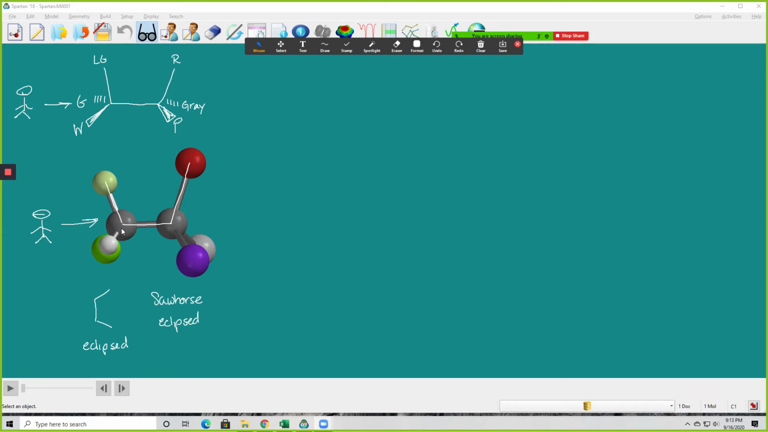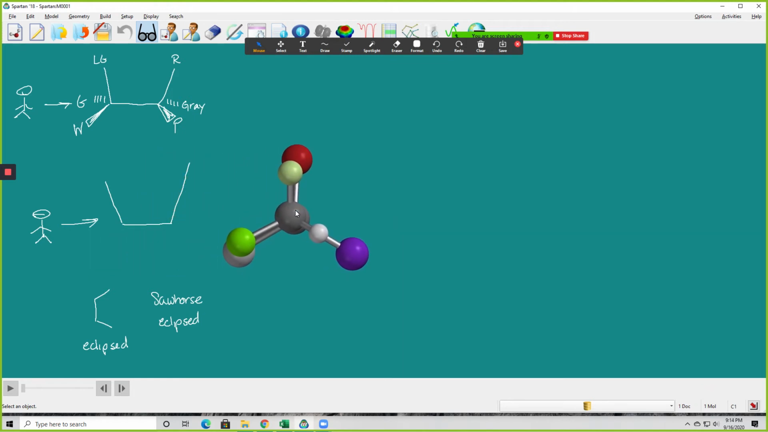Best thing I can do in this case is, okay, let's look down the carbon-carbon bond. Let me rotate this molecule so we look down the carbon-carbon bond, and let me move it over here. So now I'm looking down the carbon-carbon bond.